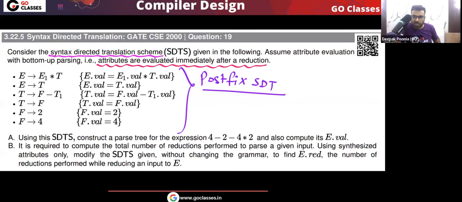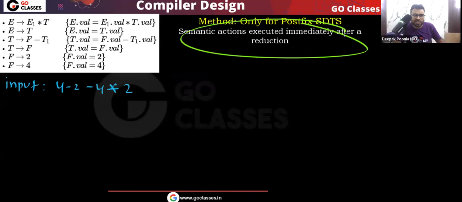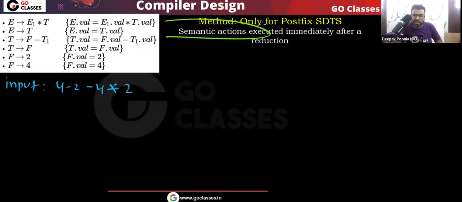4 minus 2 minus 4 into 2. Okay, this is the input. Now let's solve this question. So the method only for postfix SDT, we have this method that semantic actions are executed immediately after a reduction.